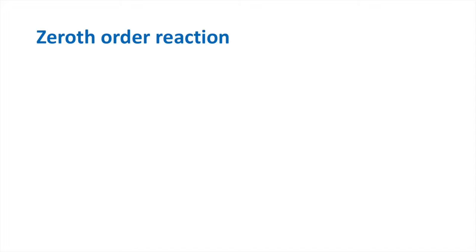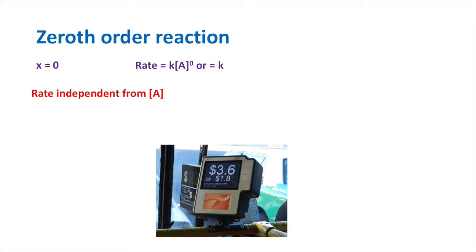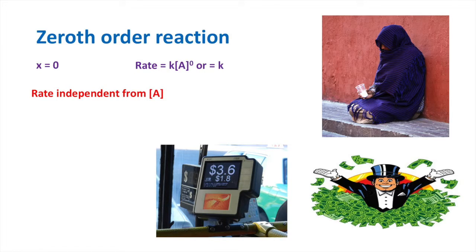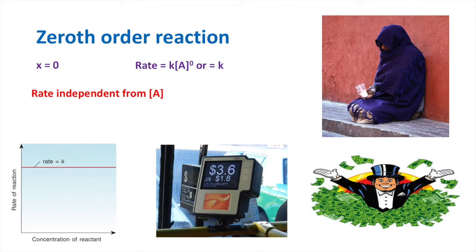For the zeroth order reaction, which means X equals 0, the reaction rate is directly equal to K, the rate constant. That means the reaction rate is actually independent of the concentration of reactant. A typical example for zeroth order reaction is the transportation fee. No matter whether you are poor or rich, the transportation fee is the same. Similarly, no matter what the concentration of reactant is, the reaction rate keeps constant.